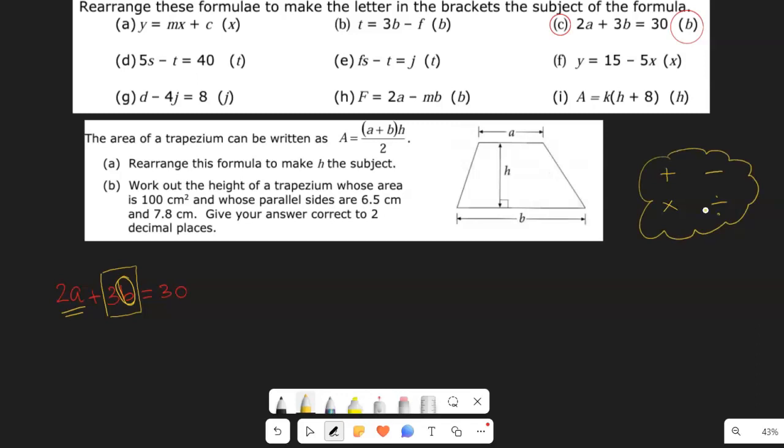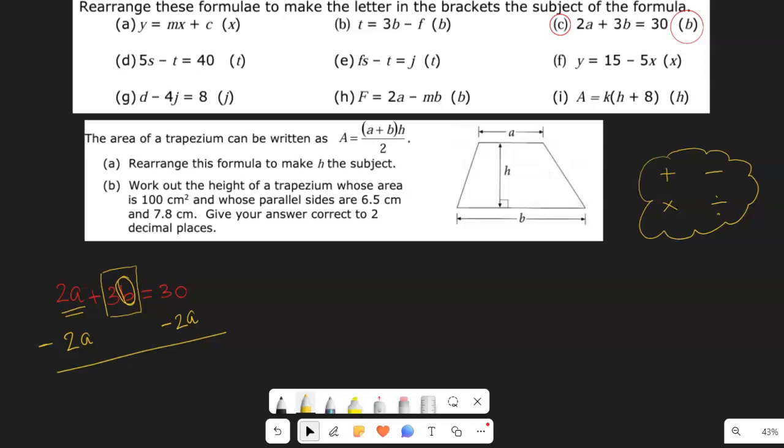Here you have an addition: 2a is added to 3b. So you need to do the reverse operation of subtraction. You need to eliminate this 2a, so you are going to subtract 2a. Be careful: whatever operation you do on one side of the equal sign, you have to do on the other side, because otherwise it will affect the equilibrium.